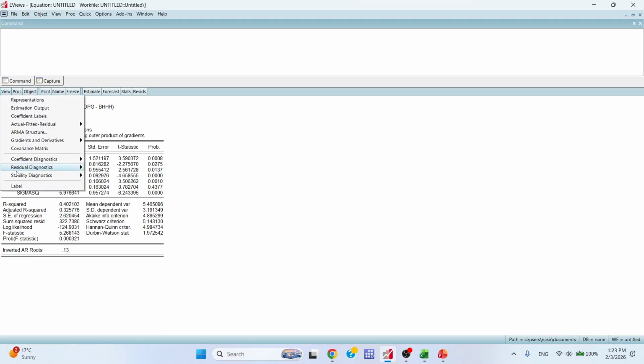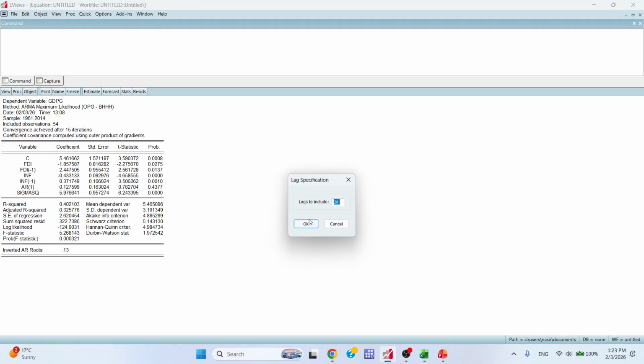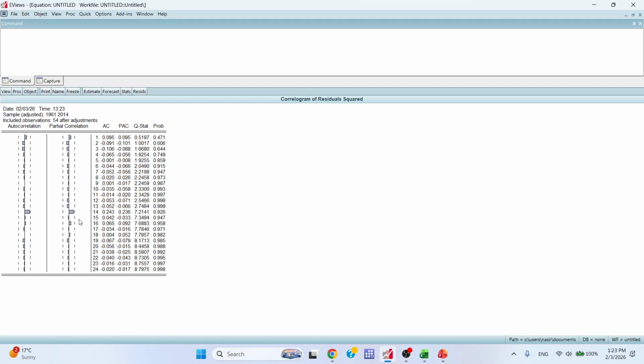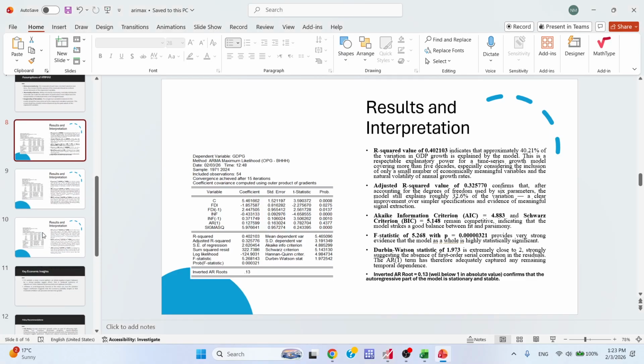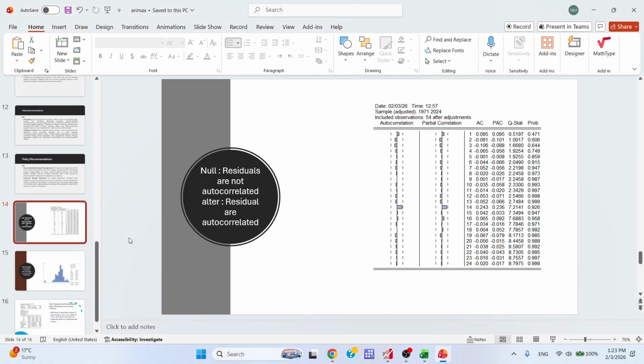Then we go to View, then Residual Diagnostics, and then the correlogram of squared residuals. It is asking about the lag, so we go with the default option of lags to include, 28. Now you can see that it has given us the result. I have copy pasted my result here, so now look at these results and we will try to interpret them.